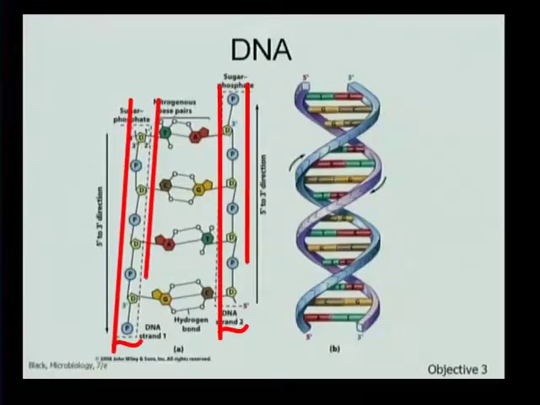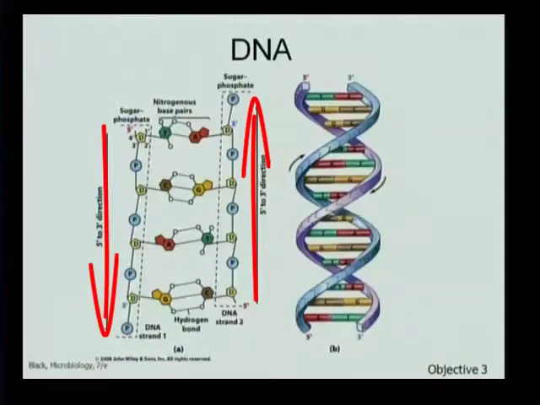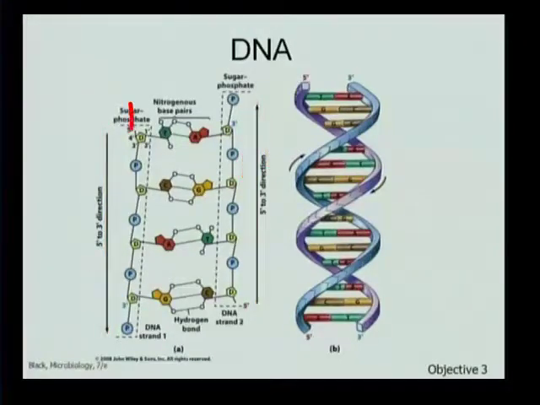We have a sugar phosphate backbone. In this case, the sugar is deoxyribose. We're still moving in a 5' to 3' direction. Notice that the sugar phosphate backbone comes in at the 5' carbon, goes out at the 3' carbon, comes in at the 5' carbon of the next deoxyribose, goes out at the 3' carbon of the next deoxyribose, and so on and so forth, moving along in a 5' to 3' direction.